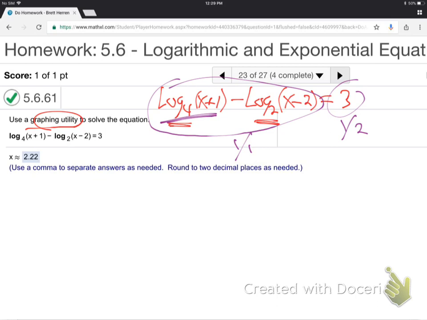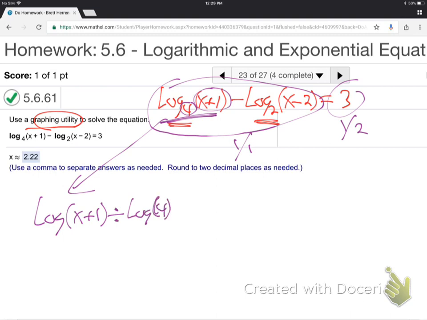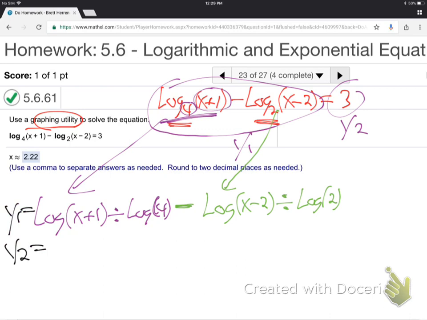The way I have to do it, because mine doesn't have that, is I make the top go top, the bottom go bottom. That's the other way, just to do it by hand. So in other words, which one's the top? This guy's the top. The 4 is the bottom. So I just type in log of (x + 1) divided by log of 4. So that's this one. And then minus, and then this one: log of (x - 2) divided by log of 2. So that's what y1 equals. And y2 is just the 3.